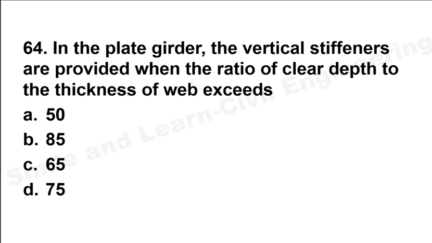Question number 64. In the plate girder, vertical stiffeners are provided when the ratio of clear depth to thickness. So we all know clear depth to thickness, the depth will be 85 times the thickness. So option B is the correct answer.